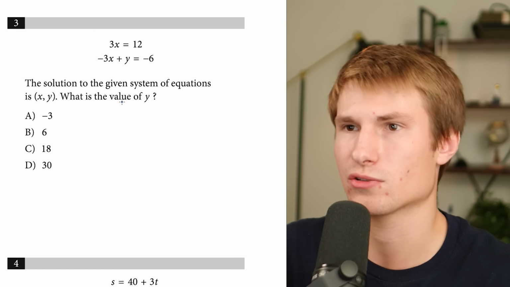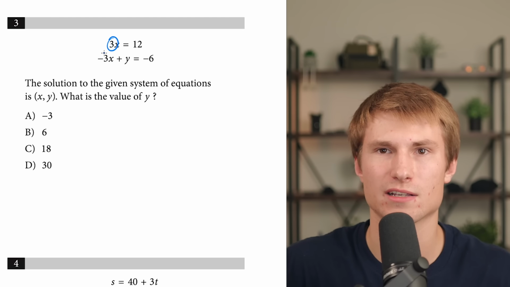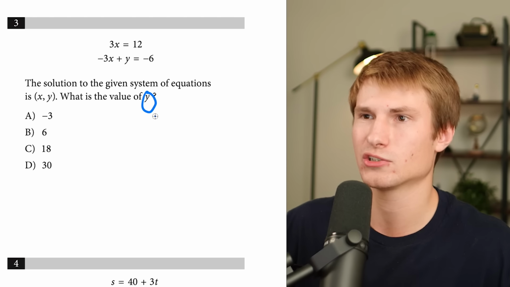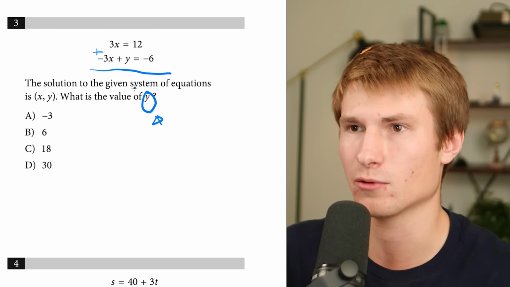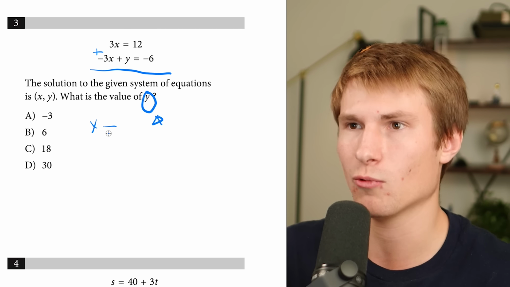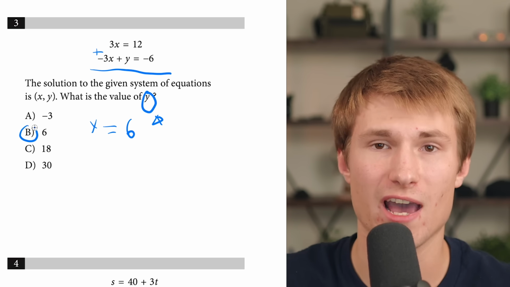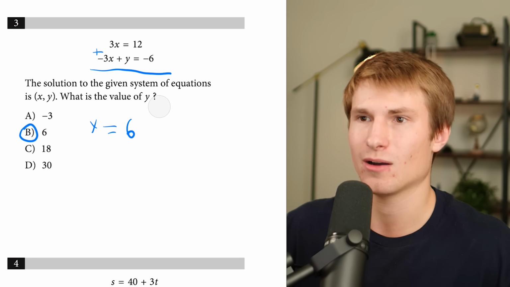Moving on to question 3. The solution to the given system of equations is x, y. What's the value of y? All right, immediately I see 3x and negative 3x jump out at me. Also, a quick note, I want to pay attention to what I'm asked to answer with. That's the value of y. So I do want to get rid of these x's. I want to isolate y. I'll add these together. That's going to get me y is equal to 12 plus negative 6. 12 minus 6 is 6. Thus, I'm left with y is equal to 6. I'm only asked for the value of y, not 2y plus anything. So very easy to answer that one. That one's going to be B.